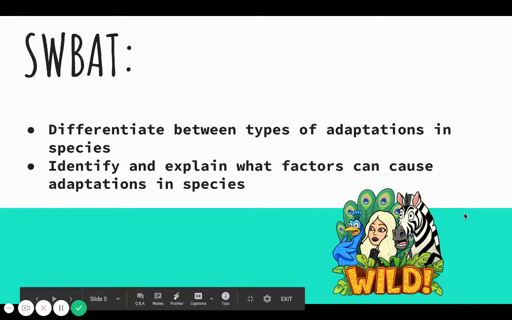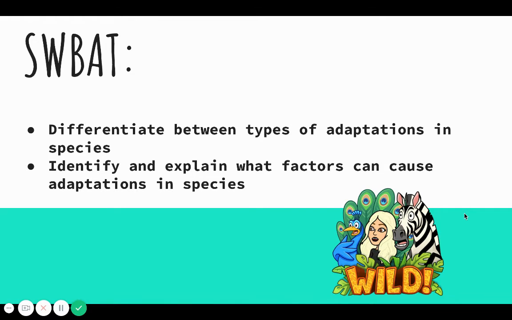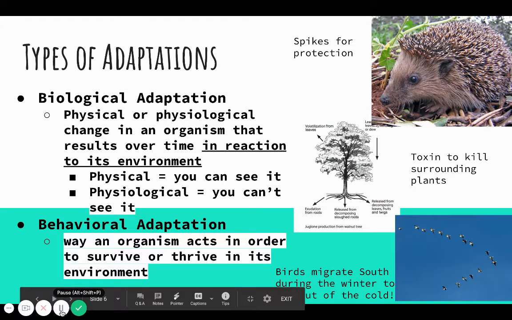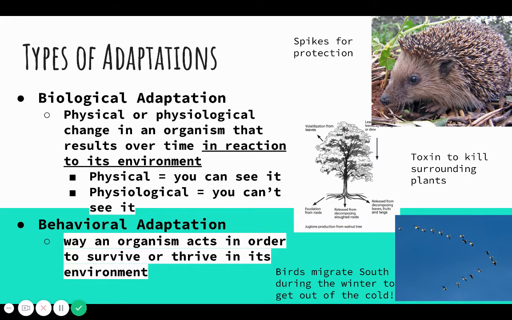Today, let's talk about our objectives. Scientists, you will be able to differentiate between types of adaptations in species and identify and explain what factors can cause adaptations in species. Let's start with the types of adaptations. There are 3 types of adaptations. 2 of these types are considered biological. So a biological adaptation is a physical or physiological change in an organism that results over time in reaction to its environment. Don't let those words intimidate you. Think of them this way.